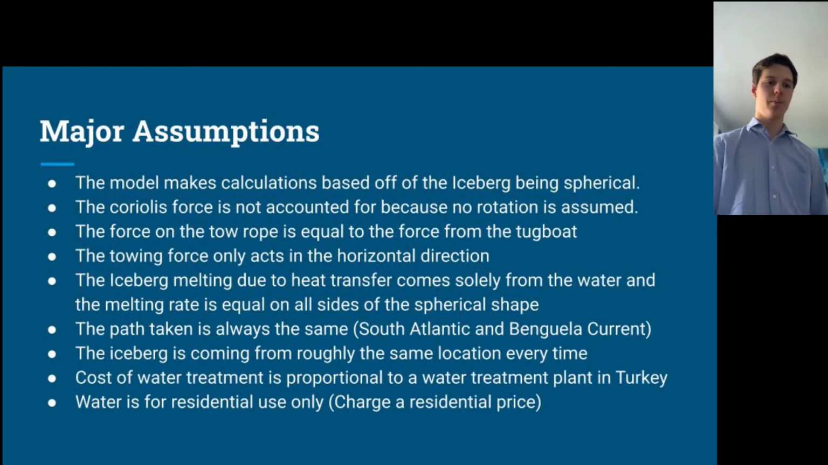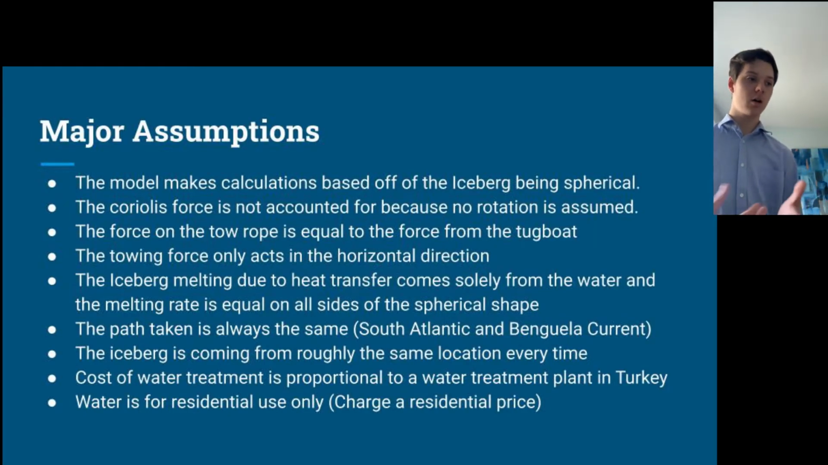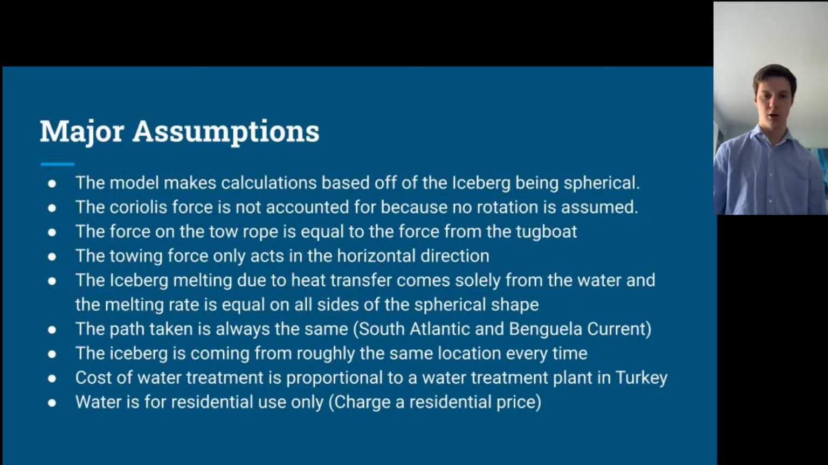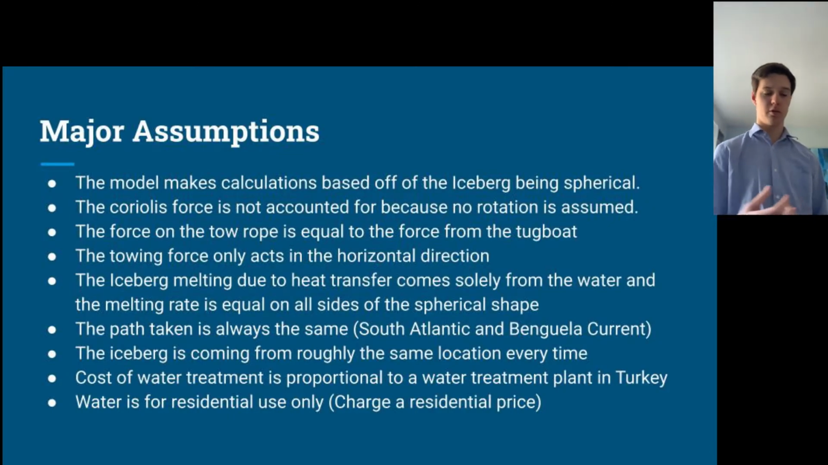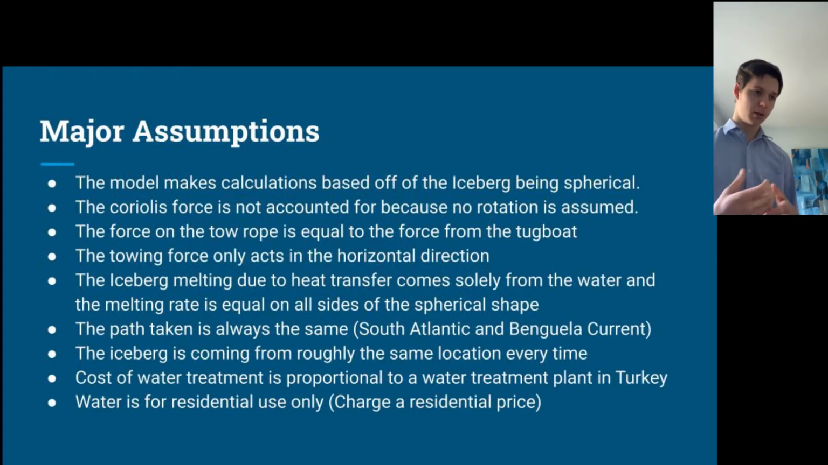So these include, but are not limited to, things such as assuming that the iceberg was spherical. We didn't account for the Coriolis force because we just assumed that there would be no rotation due to the net. That kind of simplified some things. We assumed that the force on the tow rope would be equal to the force on the tugboat. This is a big assumption that we made.